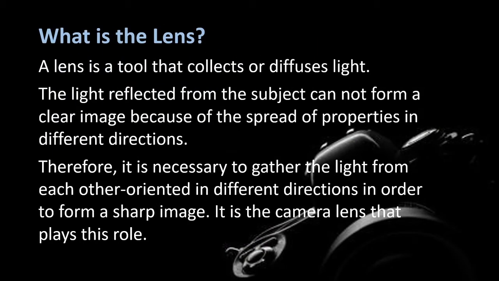So, what is the lens? A lens is a tool that collects or diffuses light. The light reflected from the subject cannot form a clear image because of the spread of properties in different directions. Therefore, it is necessary to gather the light oriented in different directions in order to form a sharp image. It is the camera lens that plays this role.